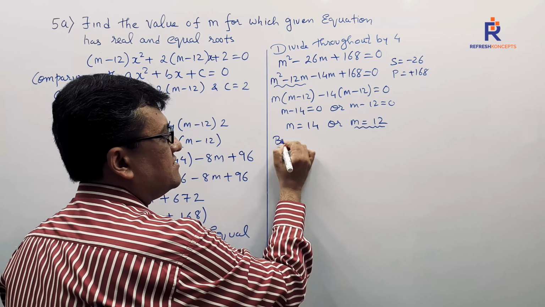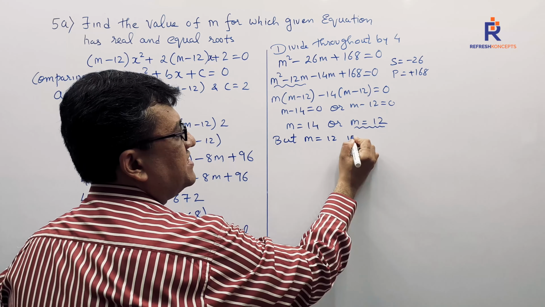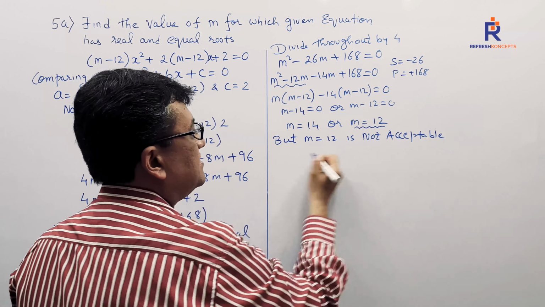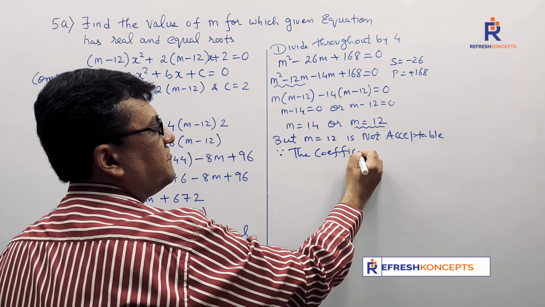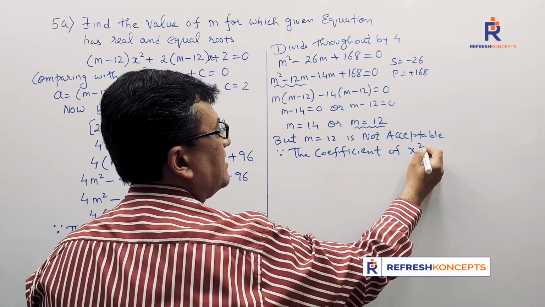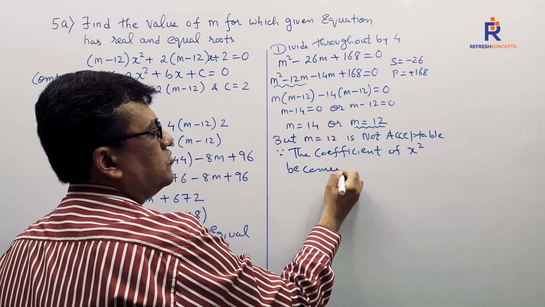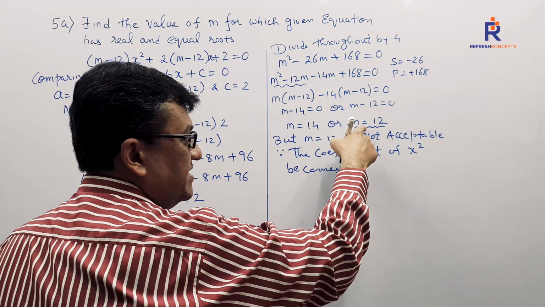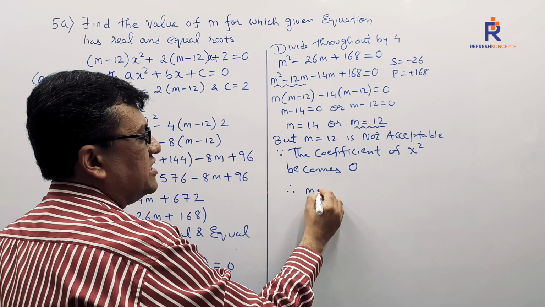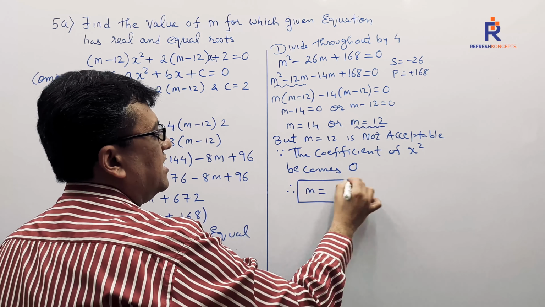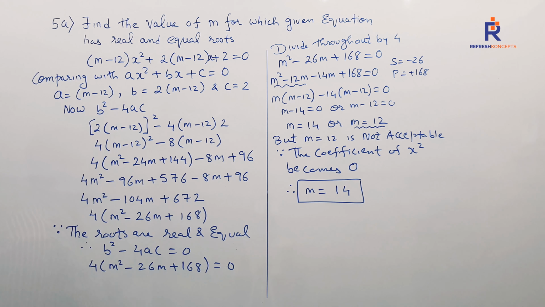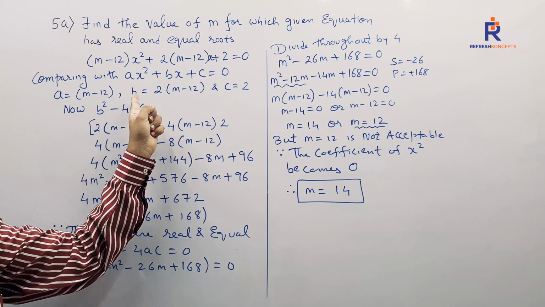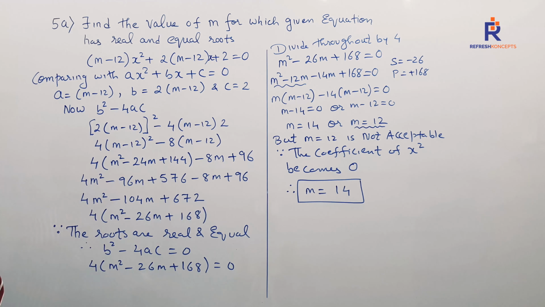We'll say that m equals 12 is not acceptable. Mind you, m equals 12 is not acceptable, because the coefficient of x square becomes 0, and if the coefficient of x square becomes 0, it is no longer a quadratic equation. We discarded m equals 12. Therefore, m is equal to 14 is the answer. In this sum, we had two answers, and as I explained, we had to discard 12. Our final answer: the value of m is 14.